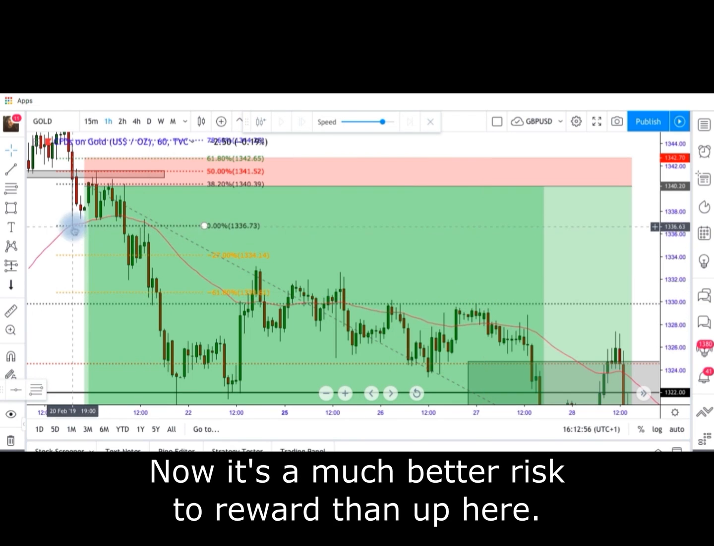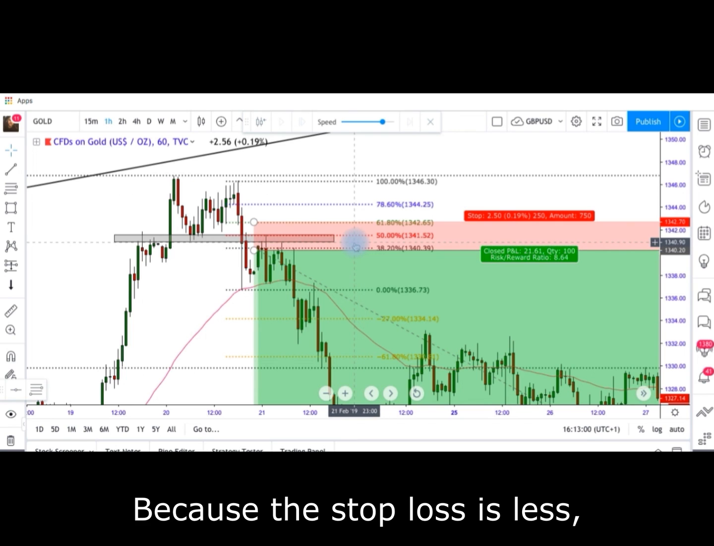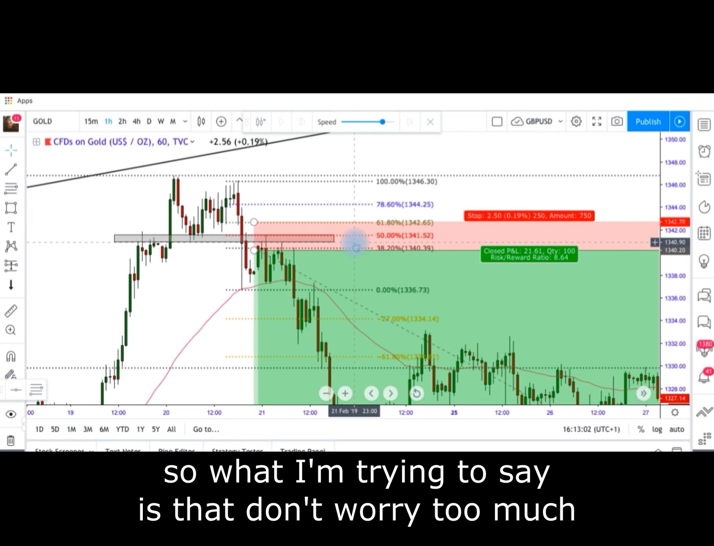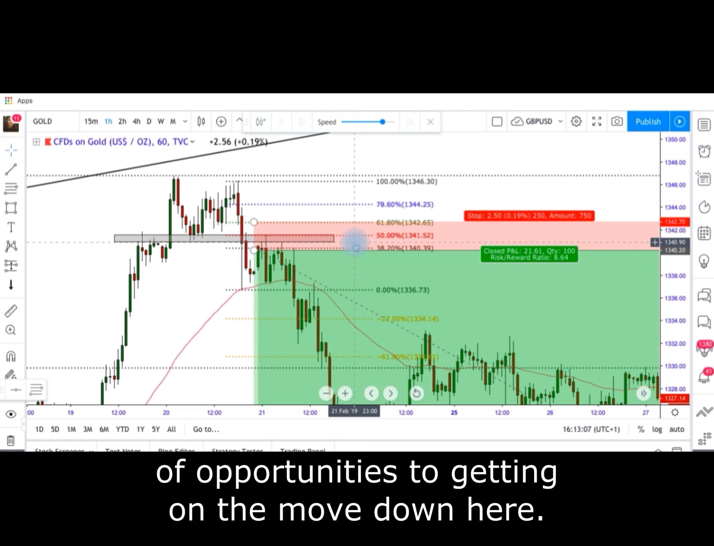Now, it's a much better risk to reward than up here. Why? Because the stop loss is less. The stop loss is a lot less, okay? So what I'm trying to say is that don't worry too much if you've missed a trade. There's plenty of opportunities to getting on the move down.